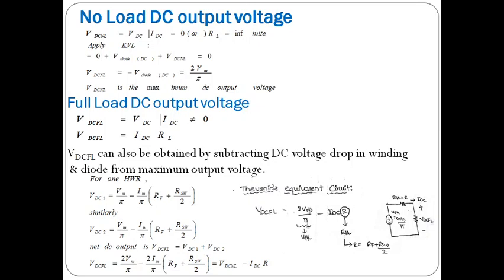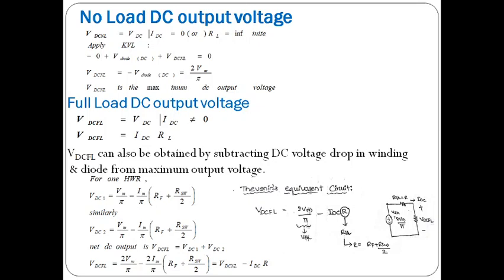Here, for the half wave rectifier we have written VDC. Here we have two half wave rectifiers. Why? Because it is a center tap transformer and diodes D1 and D2 are present. So VDC1 equals Vm by π minus Im by π into RF plus RSW by 2. In the previous case it was RSW, the secondary winding resistance, but here RSW by 2, because it is half of the secondary winding. And VDC2 equals Vm by π minus Im by π into RF plus RSW by 2. This RSW is the secondary winding resistance.